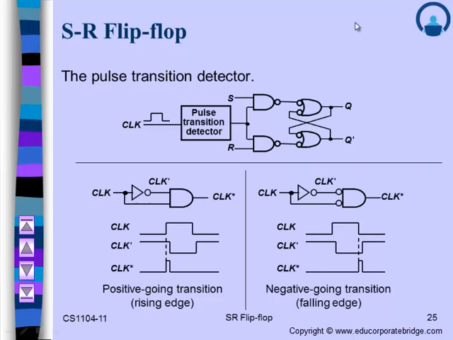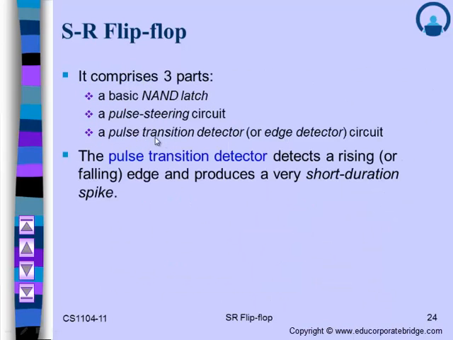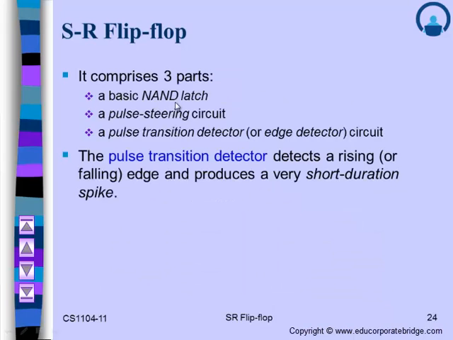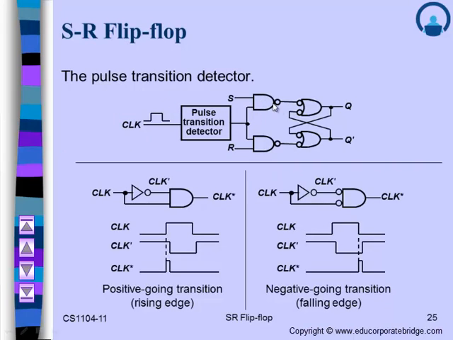Well, the SR flip-flop using NAND latch, we can say this: the pulse transition detector, the pulse steering circuit or the clock which can be seen here, and the basic NAND latch which we have studied. This is the basic NAND latch. The middle circuit is a pulse detection circuit which shows whether the output should change for the rising edge or for the falling edge.